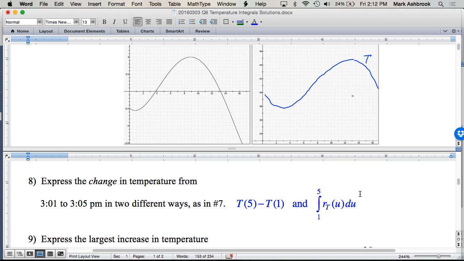So the final value of the quantity minus the initial. And then we could also express that as the integral from 1 to 5 of r sub t of u du.